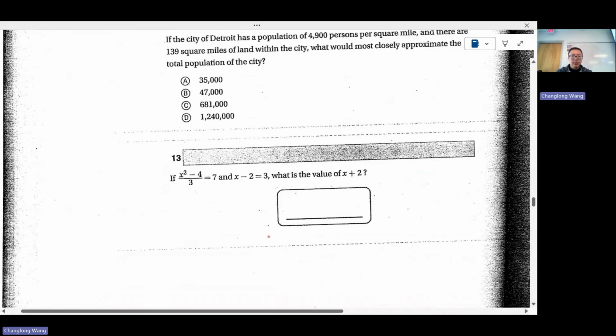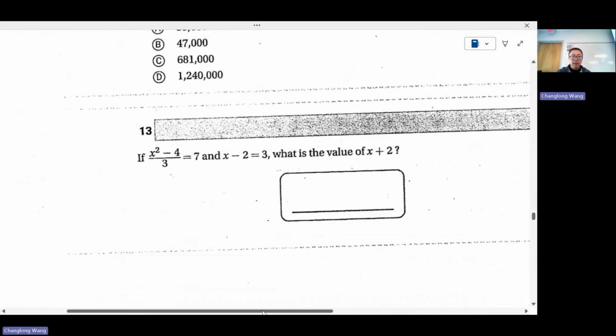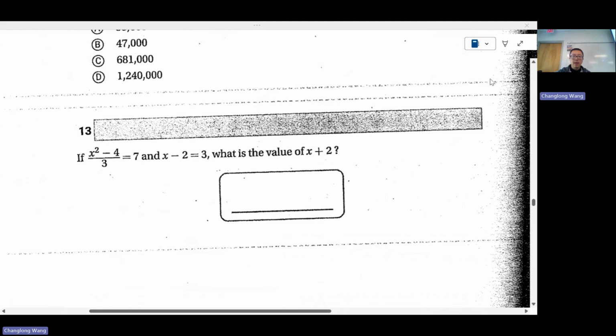All right, so now number 13. Again, give it a try. Aim at 1 minute.